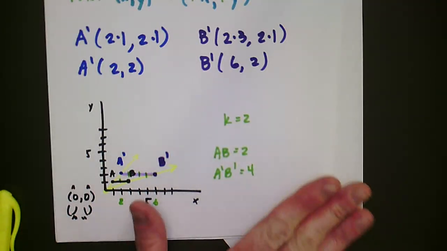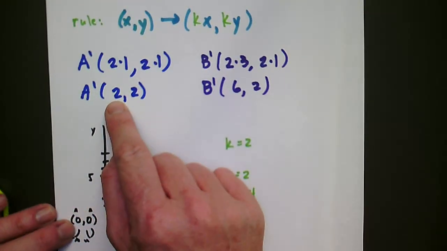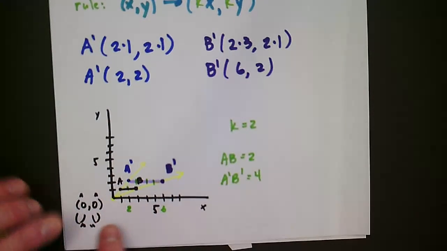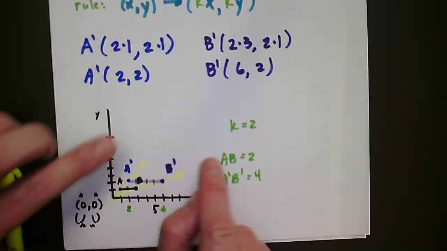So that was really more work than we needed to do. Really, our final answer is that A prime is at (2, 2) and B prime is at (6, 2), but I just wanted you to get a little visual for what's going on there.